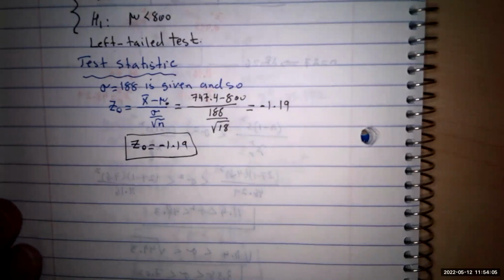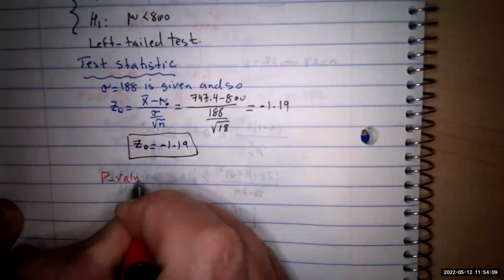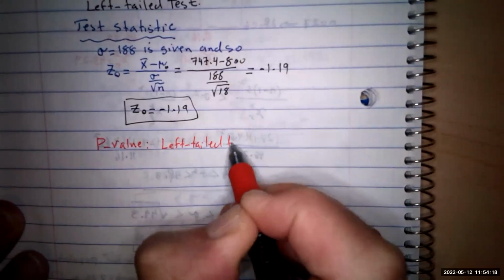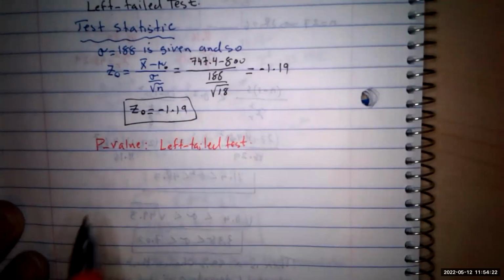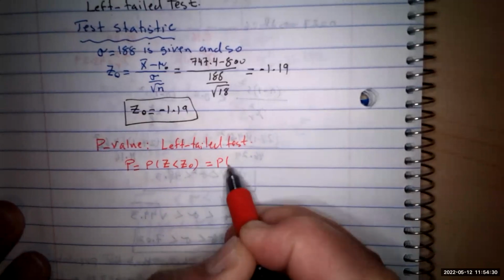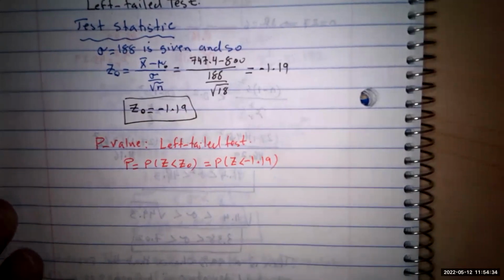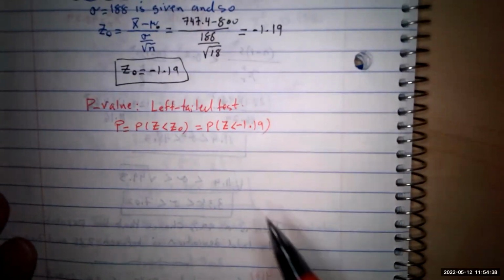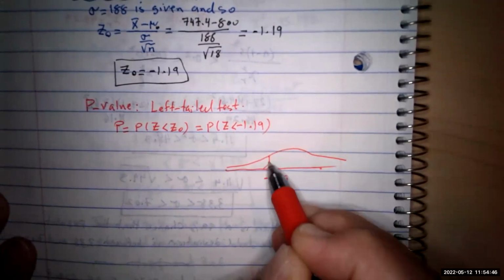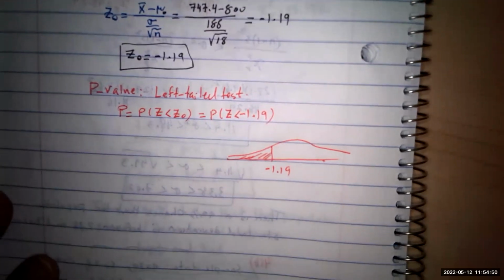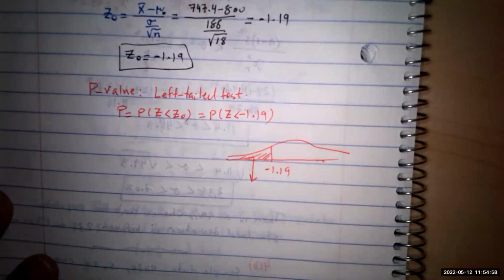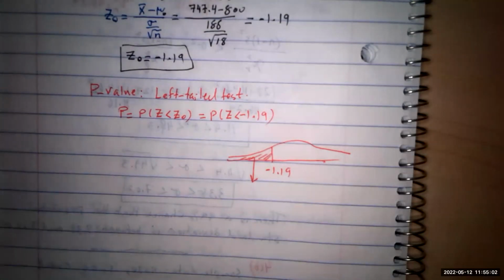Step 3, the p-value, the probability. It depends on what type of test you have. You have a left-tailed test, which means you want to find the probability that Z is less than z naught, which is the same as the probability that Z is less than negative 1.19. That's it. It's the area to the left of the z number. From the table or a calculator, you can find it right away. You can use your calculator if you like, but with the z table it's also easy to find.